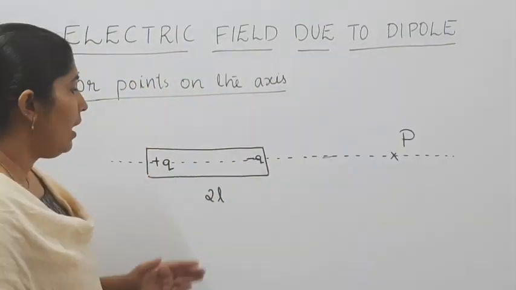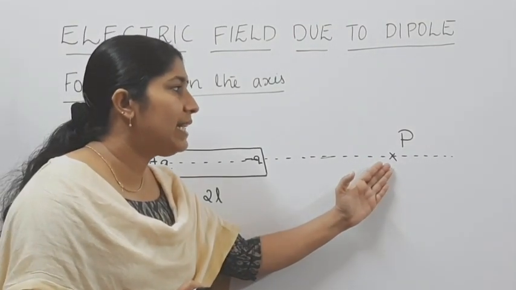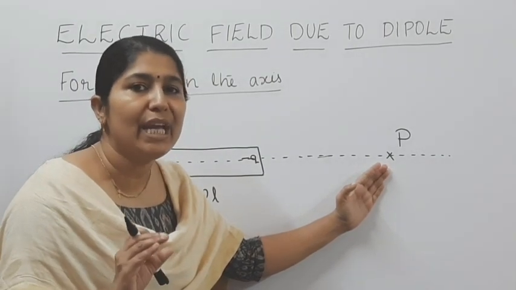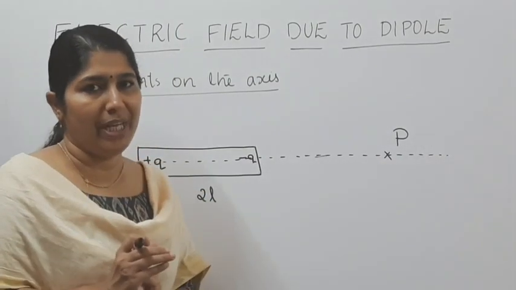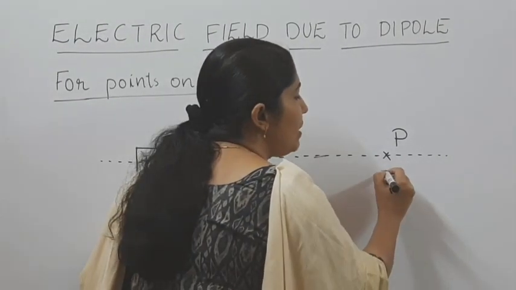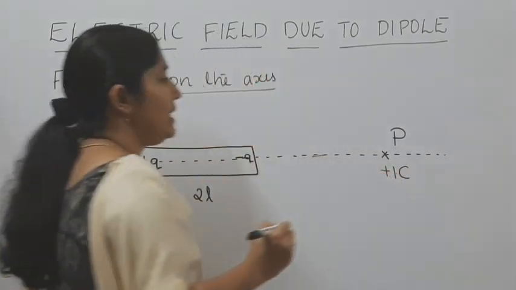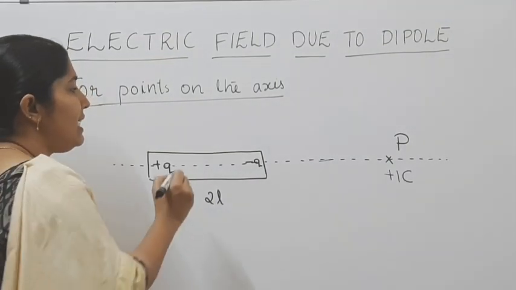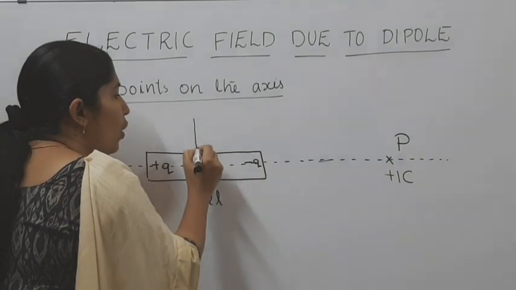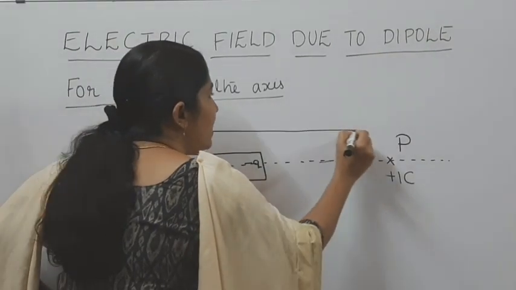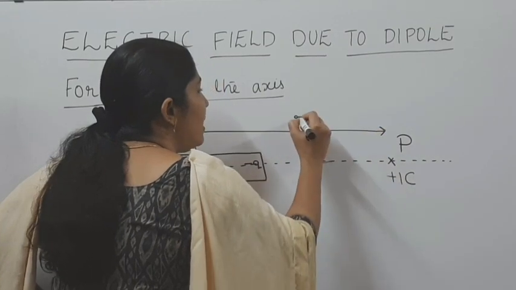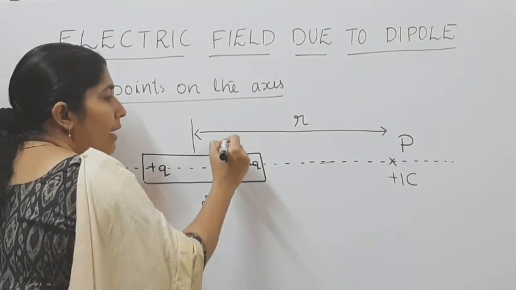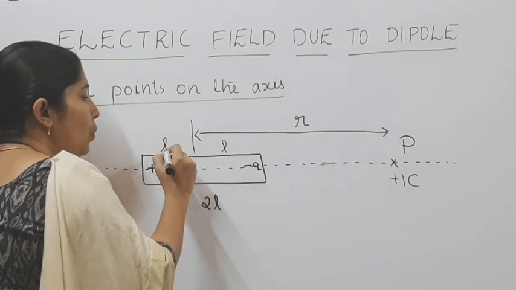Now consider a point P on the axial line of the dipole, where the intensity of electric field is to be found out. To find out the intensity of electric field at the point P, we place a unit positive charge, that is plus 1 coulomb charge, at that point. That point P is at a distance r from the center of the dipole. Therefore, half portion of the dipole has length equal to l.